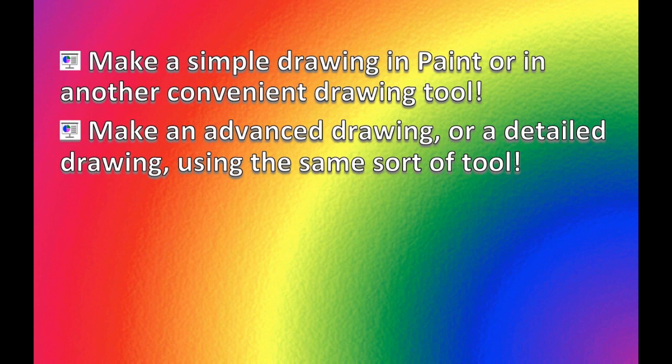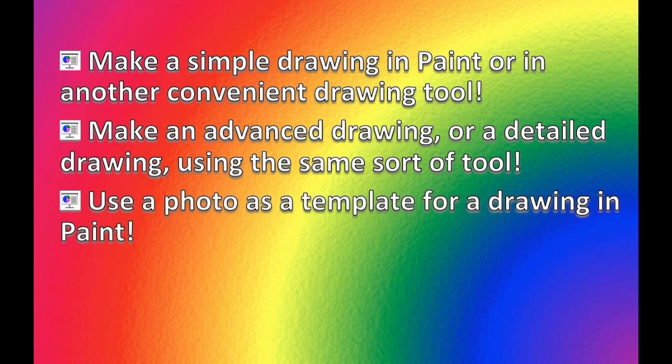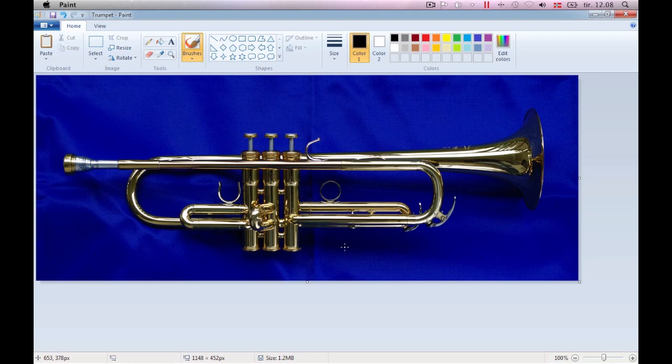Next, we'll come to method number three for making PowerPoint illustrations. Use a photo as a template for a drawing in Paint. To be honest, this is actually a way of cheating. Now, this is a photo of my daughter's trumpet, and I want to use it as a template for a drawing.